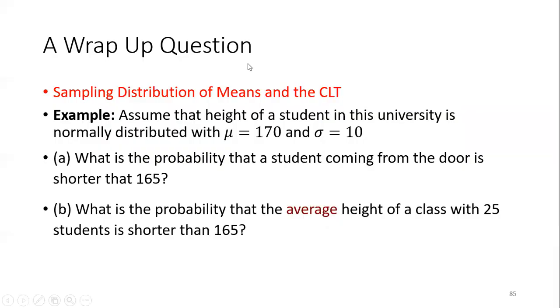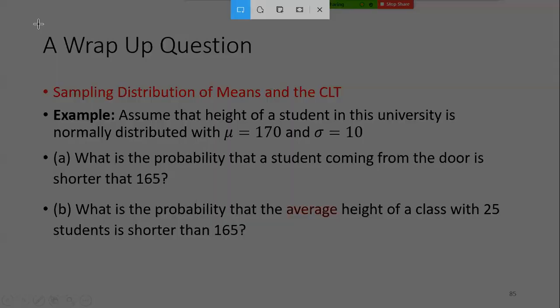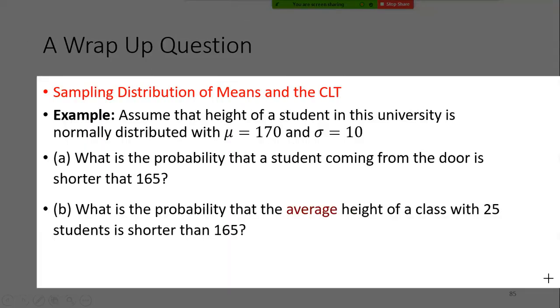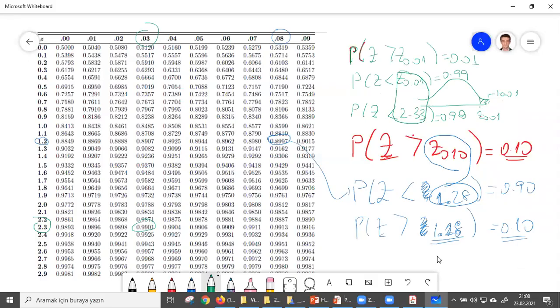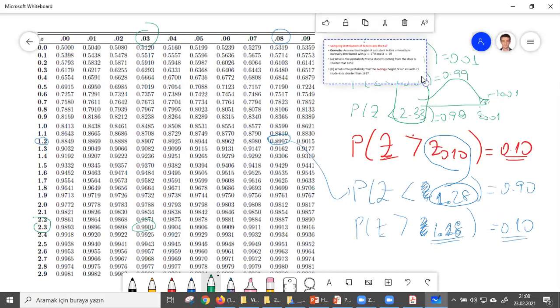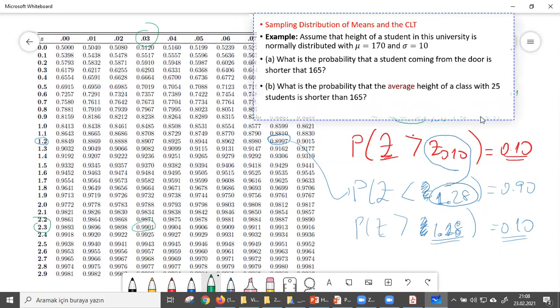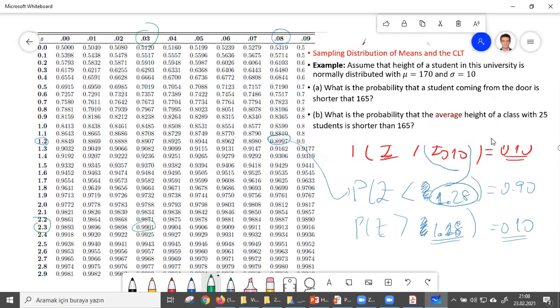Okay, now let's turn back to our central limit theorem question. Now assume that the height of, okay, let me take this question to the whiteboard, so that you can use the table there.